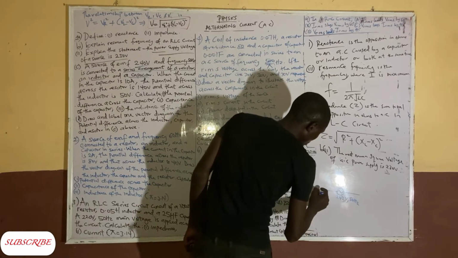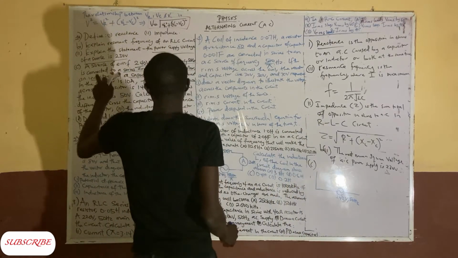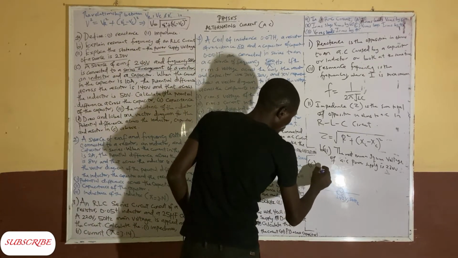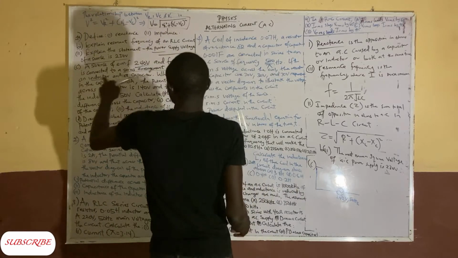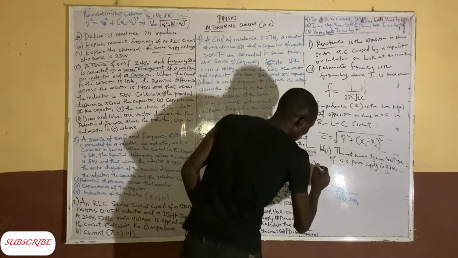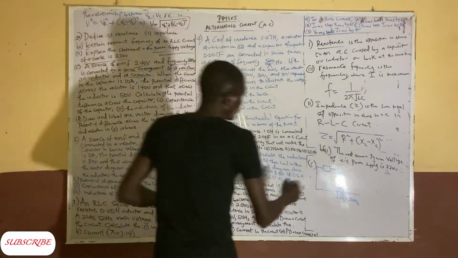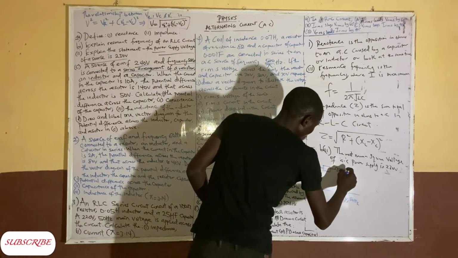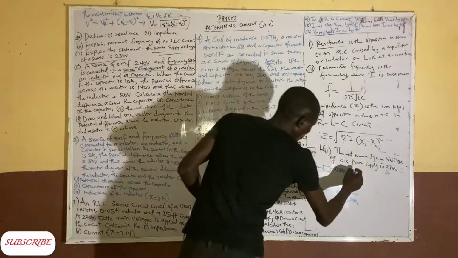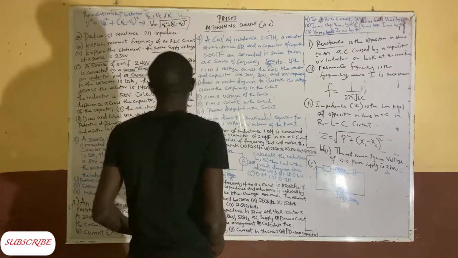It is connected in series arrangement of a resistor. So always remember to draw the diagram, even if they didn't ask you, to represent the connection. Connected in series, side by side, to a resistor. The symbol of a resistor is this. Then we have the inductor, and then the capacitor. They are all in series.